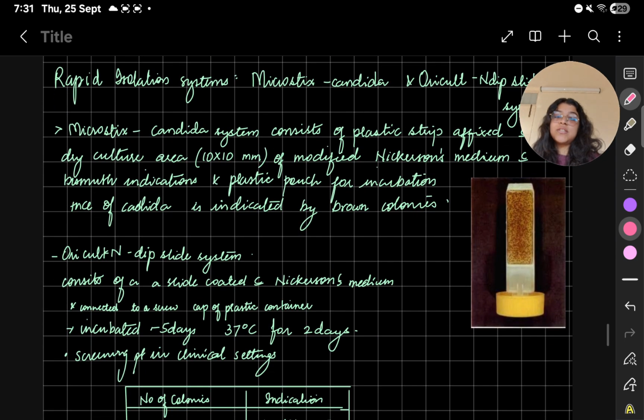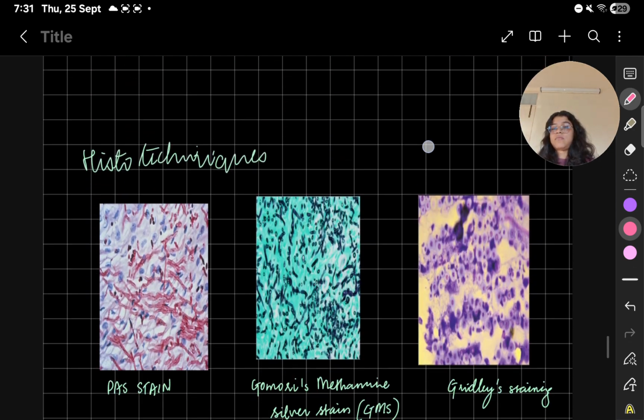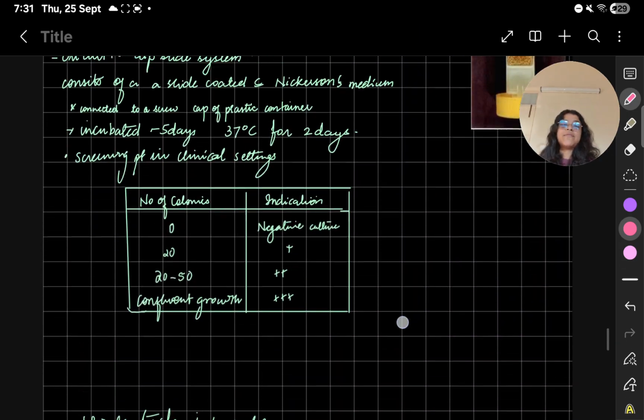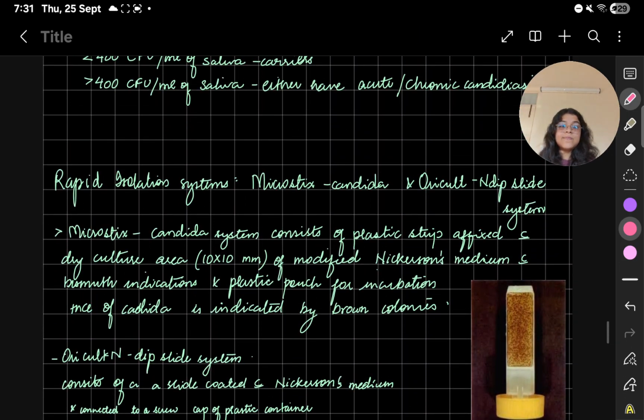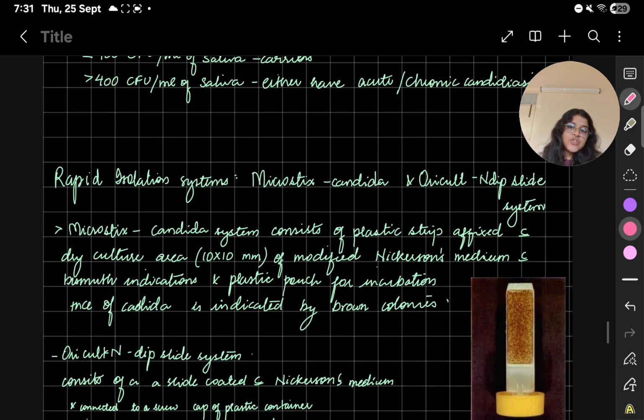Okay, the rapid isolation system. This is the last one. After that we have the next one, which is the isolation of Candida, in which you have Microstix Candida and Auricult and dip slide systems.